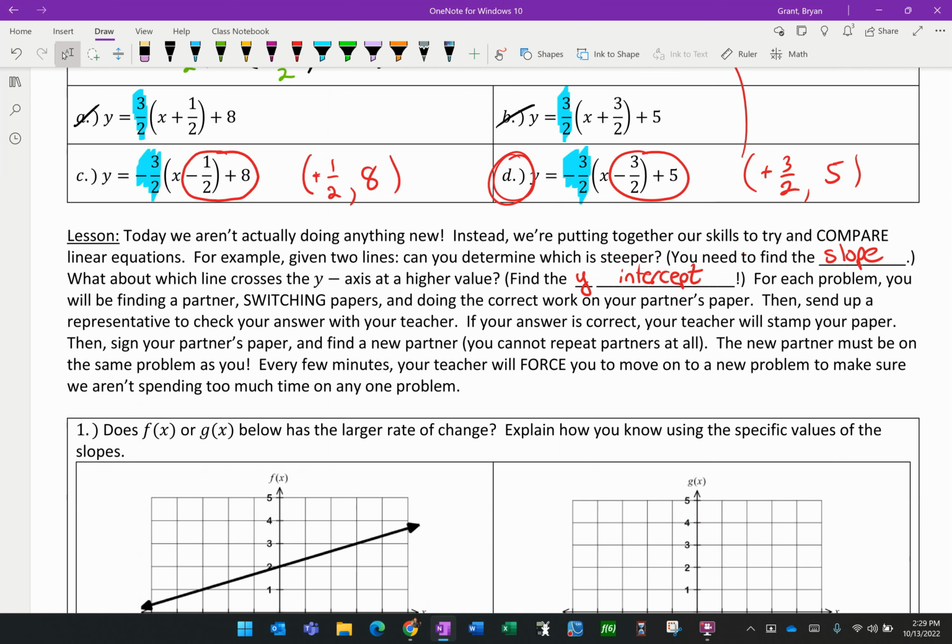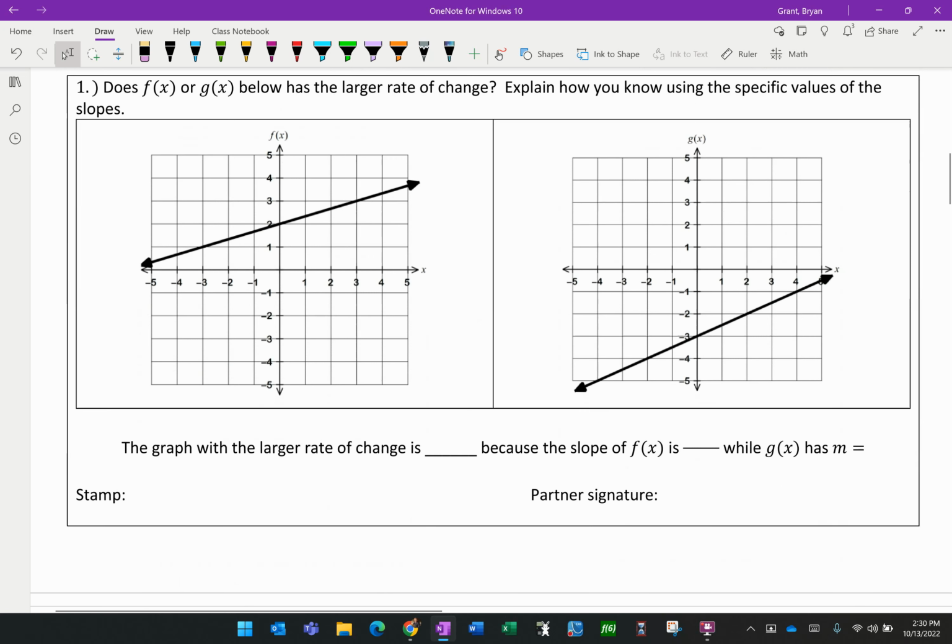And when you get to your partner, you're actually going to switch papers with them. So if I have my paper and I'm working with my partner Stefan, I would give Stefan my paper, I would take Stefan's paper, and we would go through, work together, but we're doing the work on the other person's paper.